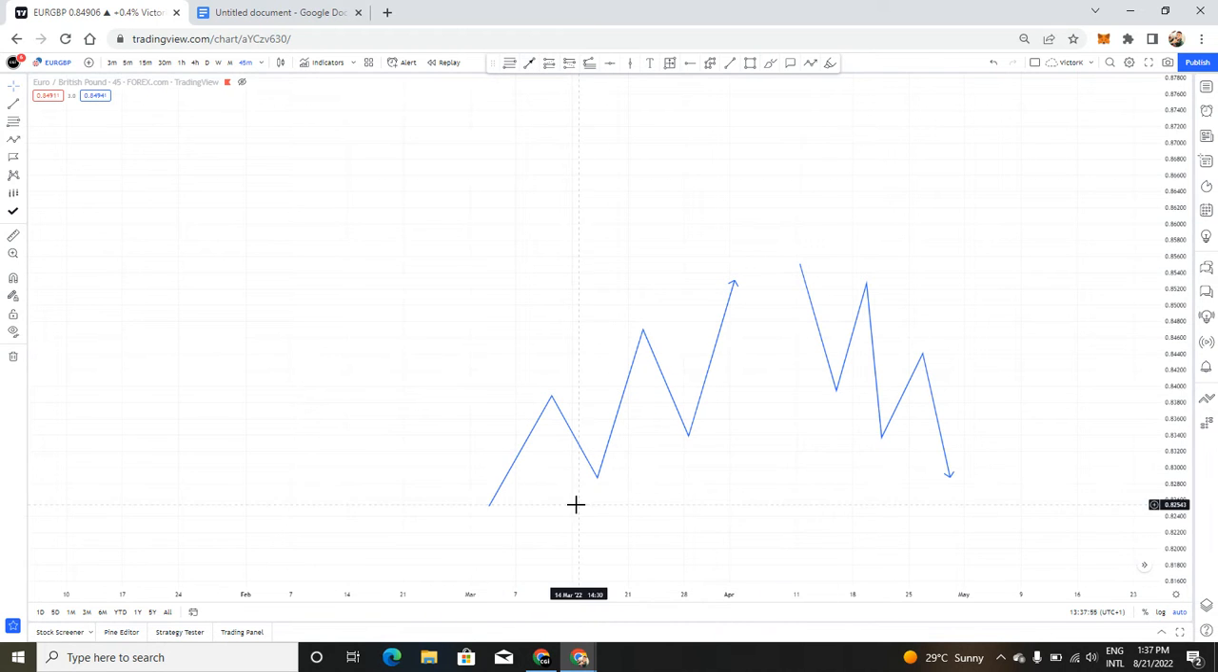Okay, so in uptrends, what we have is impulse, correction, impulse, correction, impulse. Alright, in a downtrend, the impulses are going down. Impulse, correction, impulse, correction, impulse.